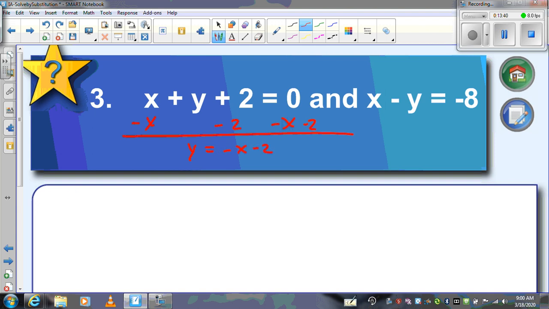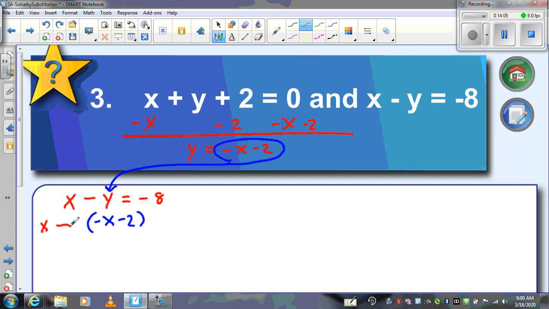Now I'm going to put that in the other equation. The reason that I did it this way is that I wanted to show you something. What I wanted to show you is that when I plug this in for y, the negative x minus 2, I have a subtraction sign in front of the y. What that means is I need to have parentheses. If I don't put the parentheses around the binomial negative x minus 2, I'm not going to distribute the subtraction. And it is minus a binomial. So I have to have that in there.